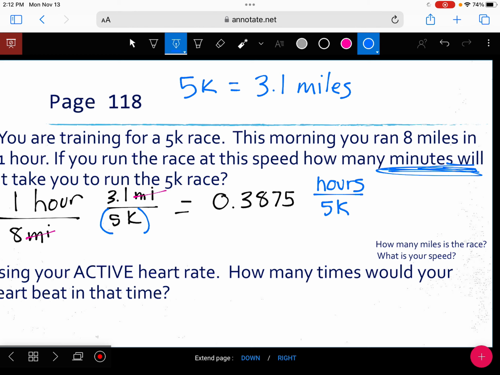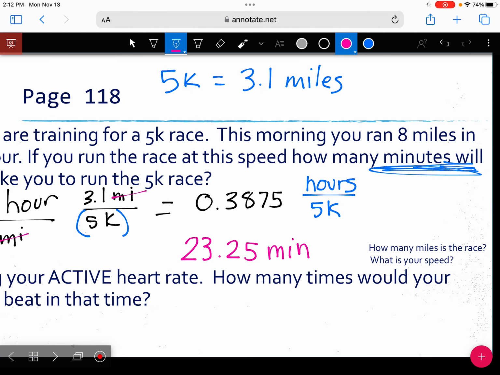Because then our last bit is to put this into terms of minutes. How would I get this to be minutes? Multiply by 60, because we have hours currently. And so if we multiply it by 60, we get 23.25 minutes. Or 23 minutes. And how many seconds are in a quarter of a minute? 15 seconds.